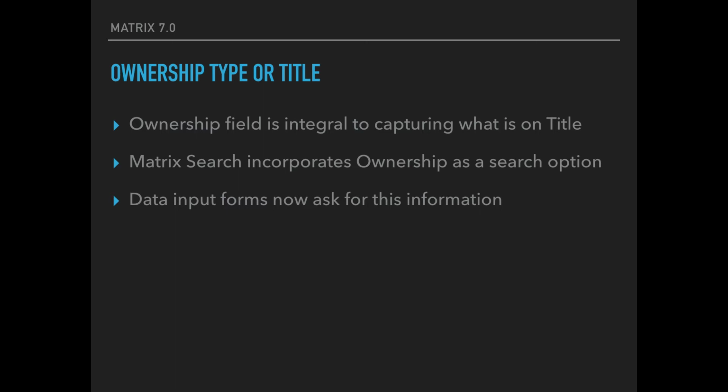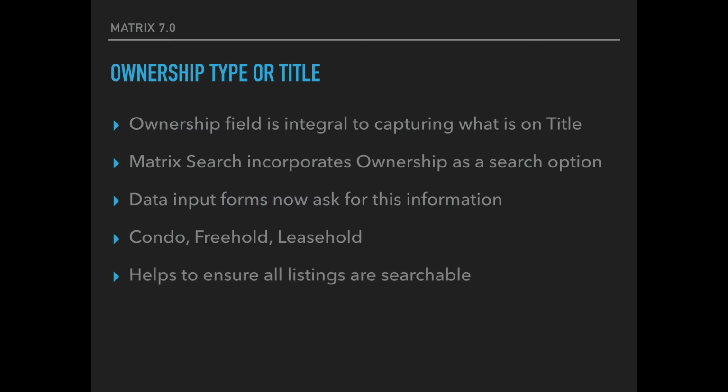With everything residential under one data input form, we now need to introduce two new ownership types to coincide with condo type. These we are now introducing into Matrix 7: freehold and leasehold. If a listing, which will be the majority, is not a condo or a leasehold, it will be considered freehold on title. At the end of the day, this will all help to ensure that all listings are searched easily.